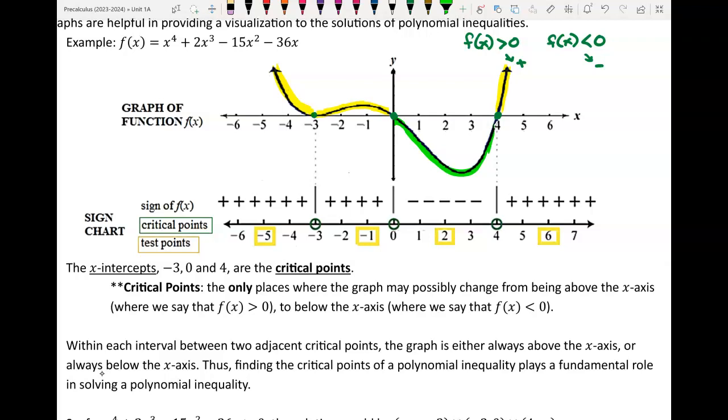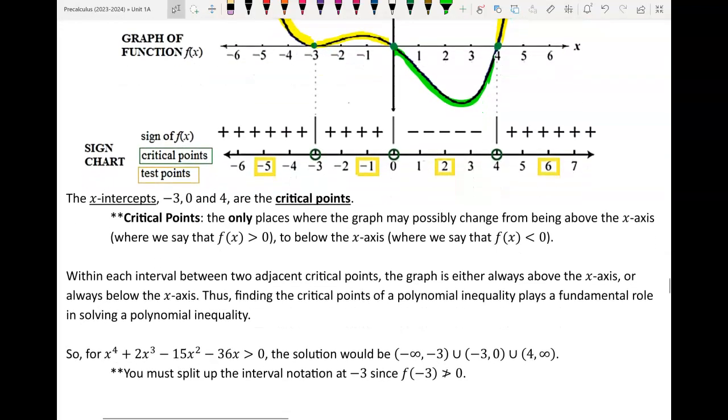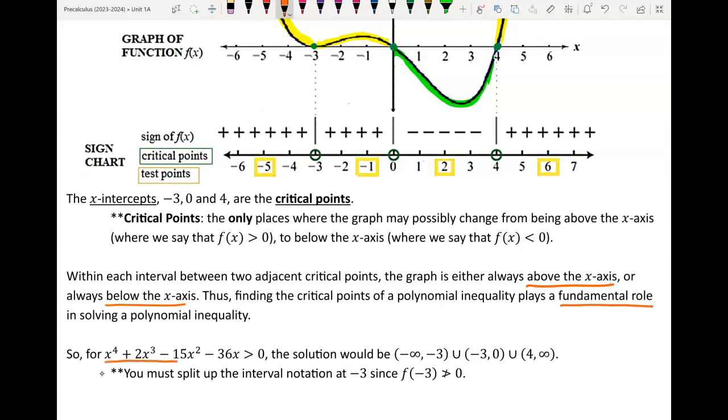Now, within each interval between two adjacent critical points, the graph is either always above the x-axis or always below the x-axis. Thus, finding the critical points of a polynomial inequality plays a fundamental role in solving a polynomial inequality. So, if we were to again ask, when is this function, which we labeled as f(x) above, greater than 0, then our solution, as we saw, is the interval from -infinity to -3, -3 to 0, and from 4 to infinity.